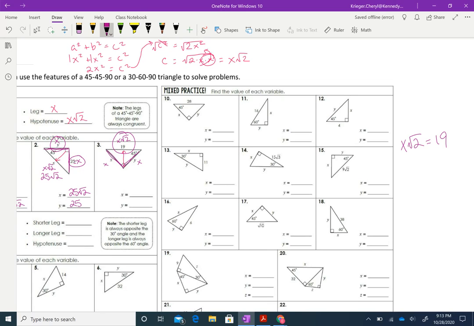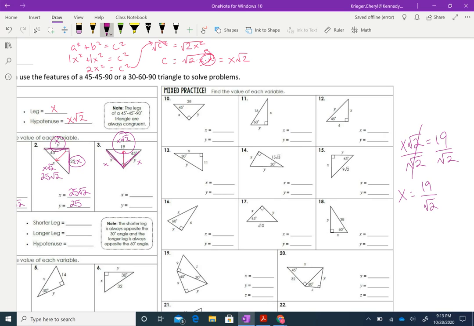And so to get x by itself, we just divide by the square root of 2. Okay, so that seems easy enough. We have x equals 19 divided by square root of 2. But math has this rule that you can't have square roots in the denominator. So we have to eliminate the square root in the denominator.